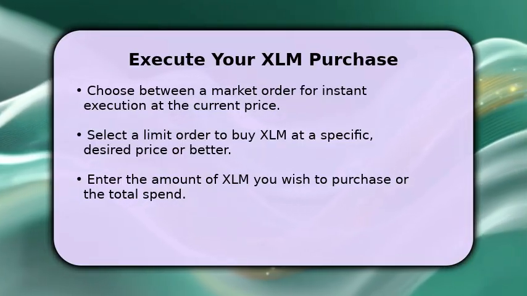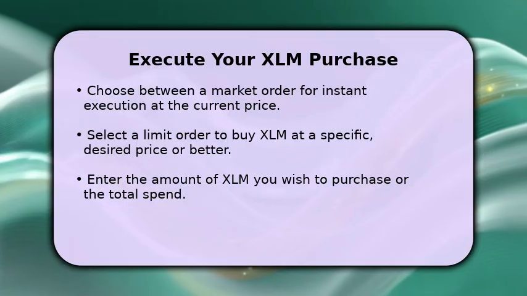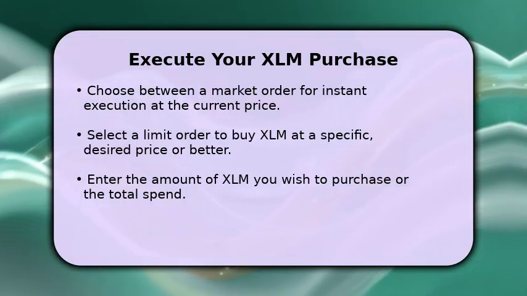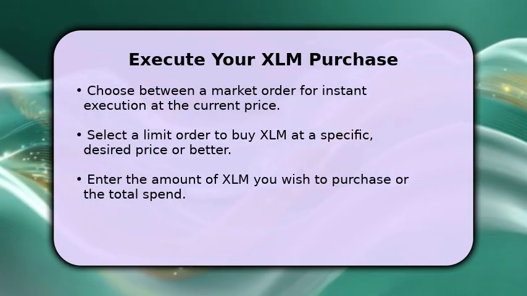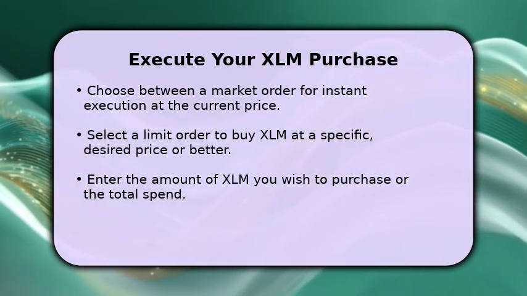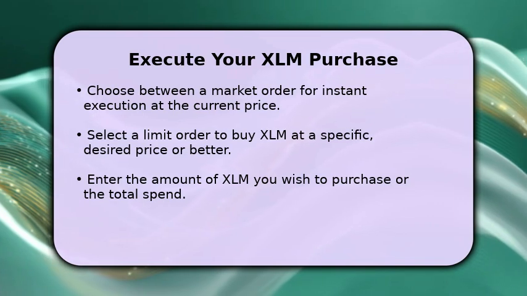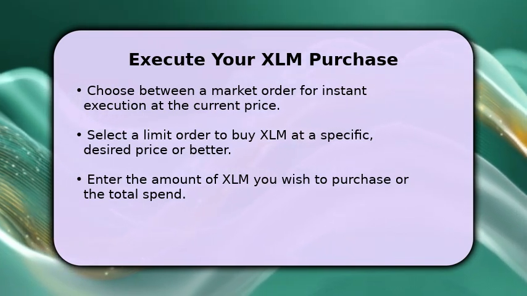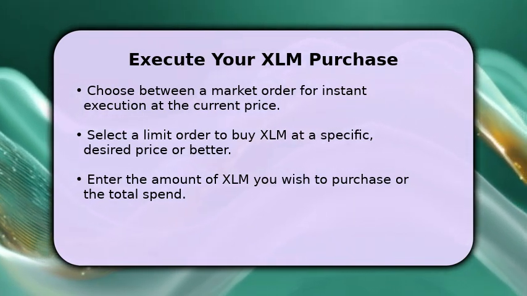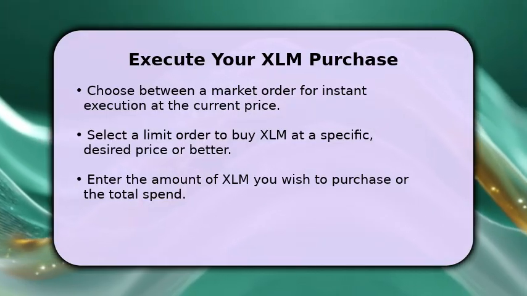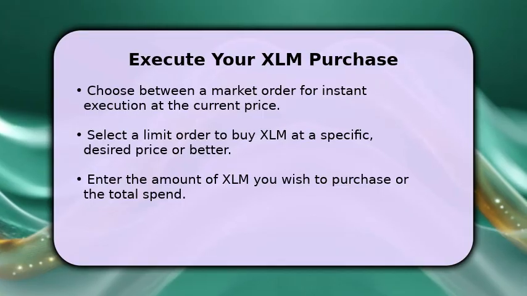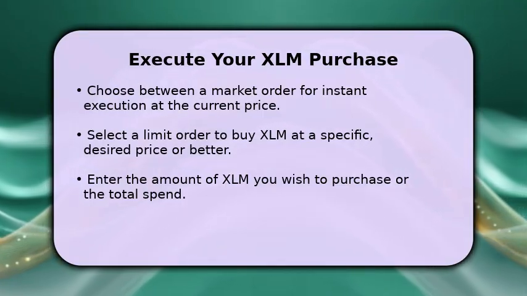You have two main choices, a market order or a limit order. A market order executes instantly at the current best available price. A limit order allows you to set a specific price at which you want to buy XLM, and it will only execute when that price is met or bettered. Enter the amount of XLM you wish to acquire or the total amount of currency you want to spend. Finally, confirm your order details to complete your Stellar Lumens purchase.